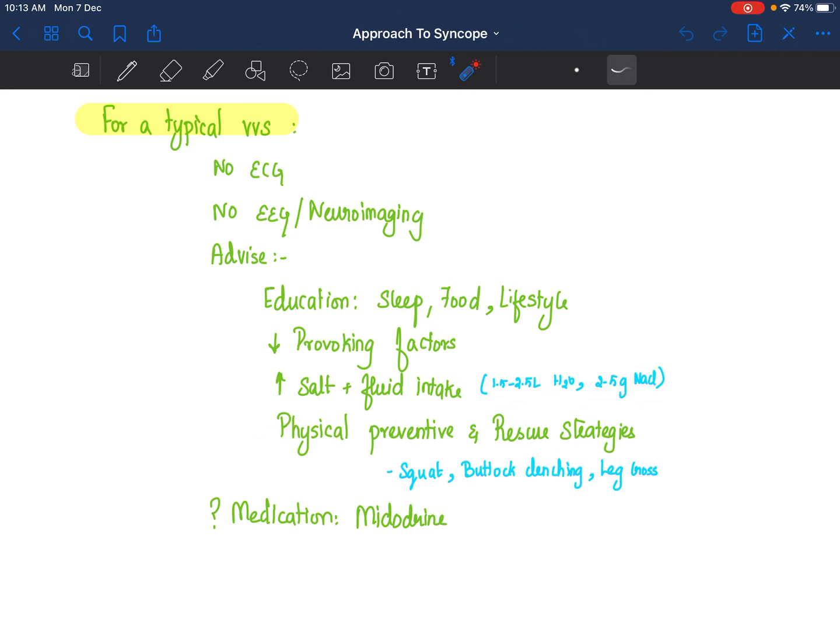Physical preventive and rescue strategies have been shown to decrease the incidence of syncope in adults. Pediatric studies are lacking, but I don't see any reason why it should not work for the pediatric population also, and this is being widely practiced as safe advice. If the patient has to stand for a long time, you can ask them to squat in between. You can advise buttock clenching while standing, or leg crossing, so that peripheral pooling decreases rather than increases. If these conservative measures fail and the syncope is refractory but still vasovagal, midodrine may be tried.